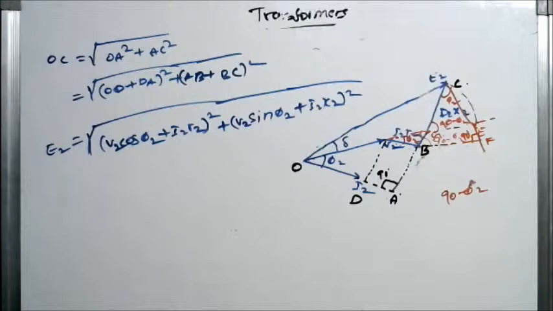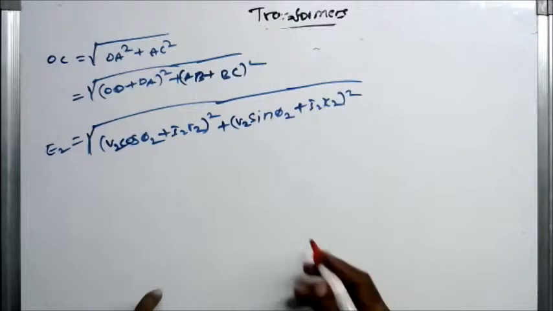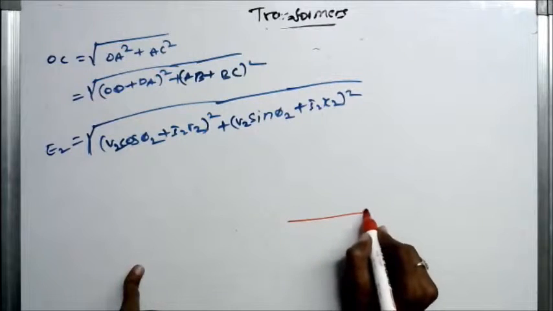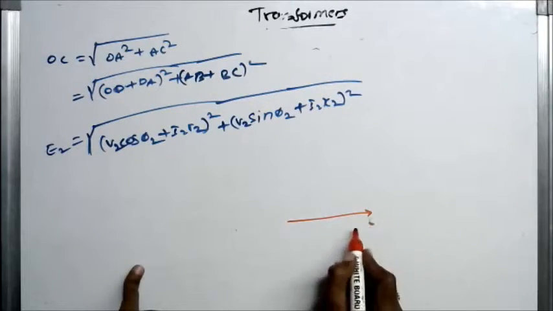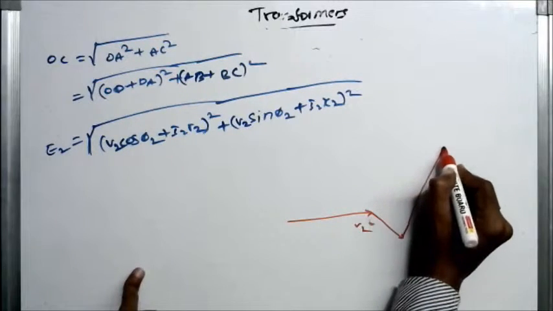This is all about it. Though this is somewhat clumsy, so I will draw the new phasor diagram. This is V2, I2, I2 R2 drop.